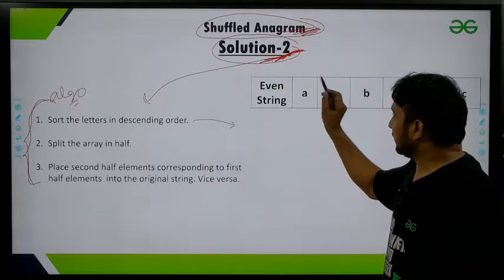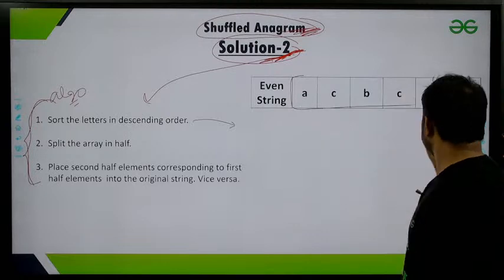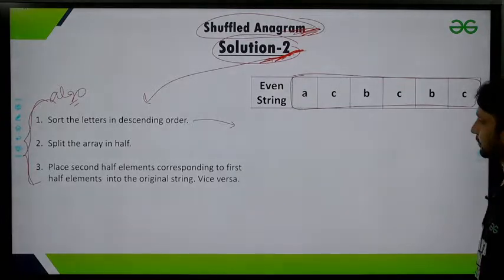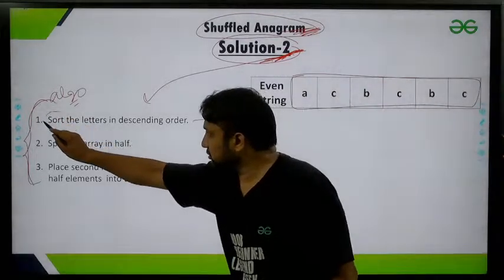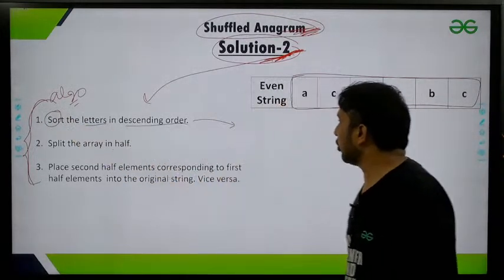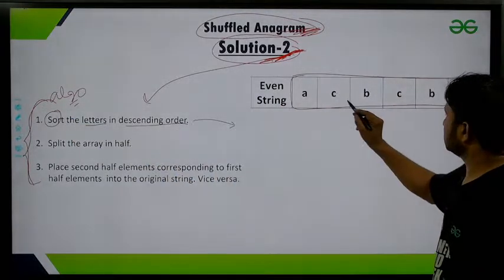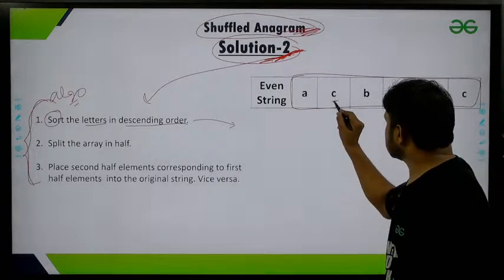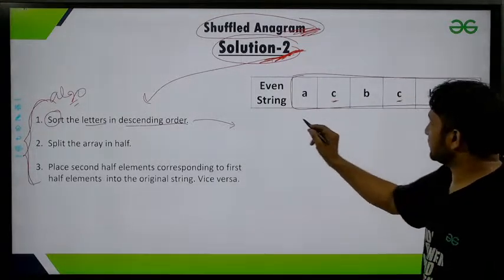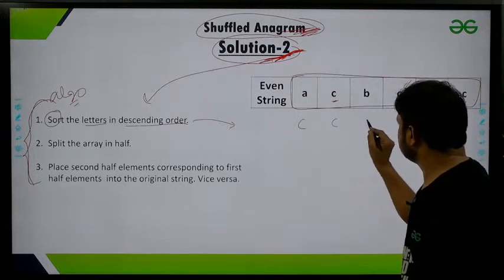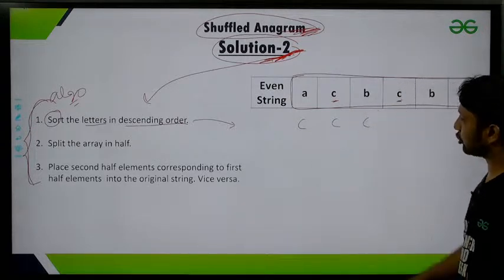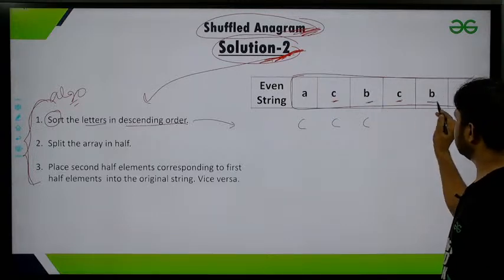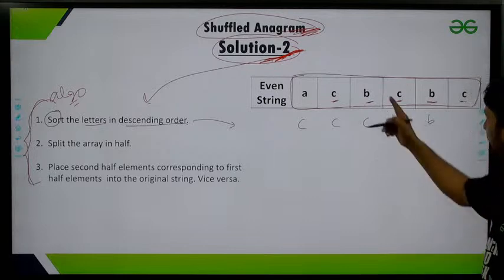Given string, this is our input string A C B C B C, and we will sort the letters in descending order. Alphabetically, C is the largest one, so let me write C first, all three C's. I am sorting the letters alphabetically. After that B will come, 2 B's are here.